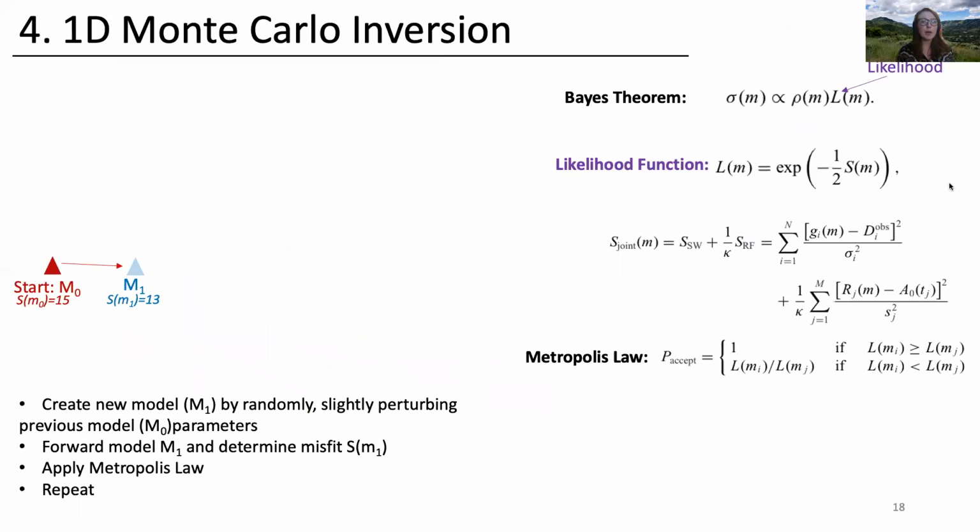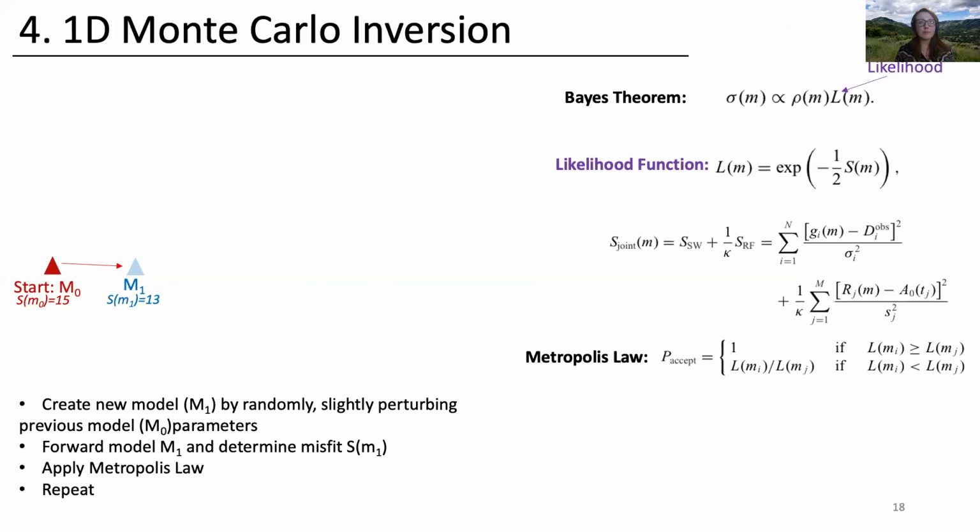We walk through this model space using the Metropolis rule, which uses the likelihood function to determine the probability of acceptance, where we accept a newly generated model if it has higher likelihood, therefore lower misfit, and a certain percentage of the time, we randomly decide to keep a model with higher misfit in order to avoid becoming stuck in a local minimum. For example, from our starting model M0 with a misfit of 15, we can create a new model by slightly randomly perturbing the parameters that make up M0, as previously shown from our prior distribution.